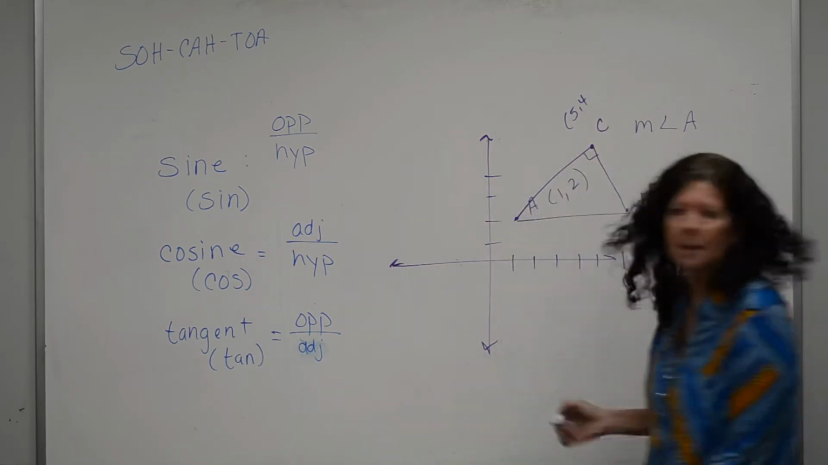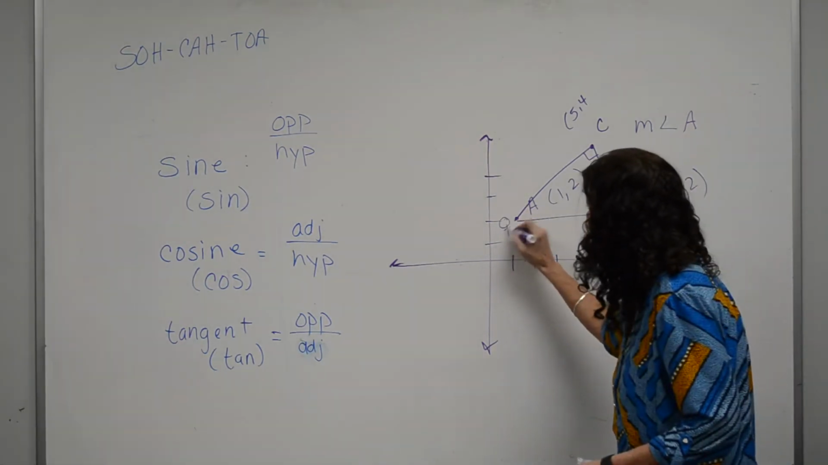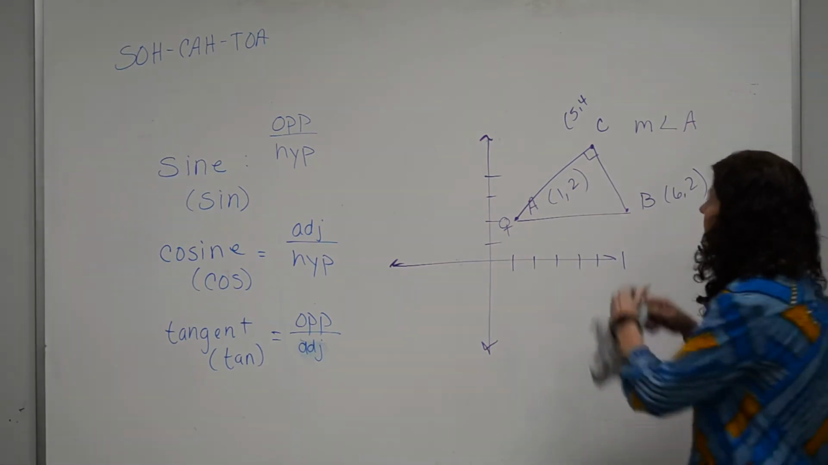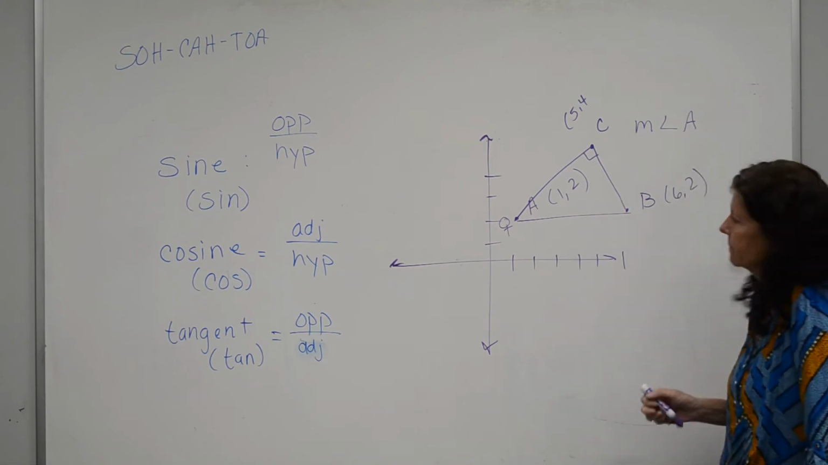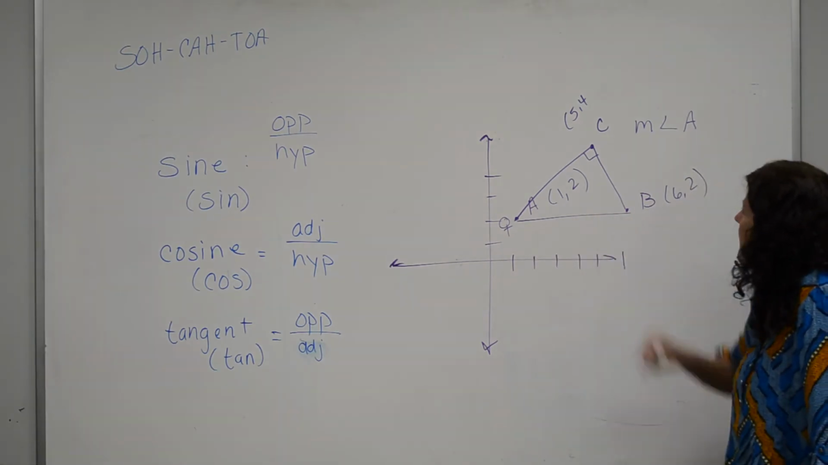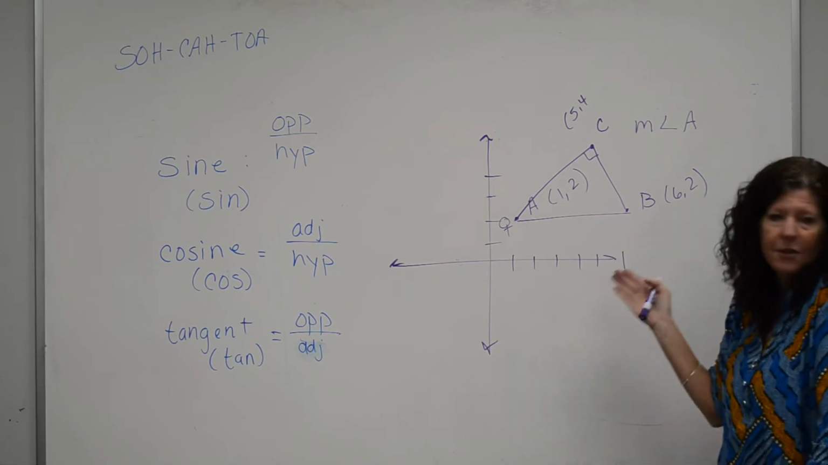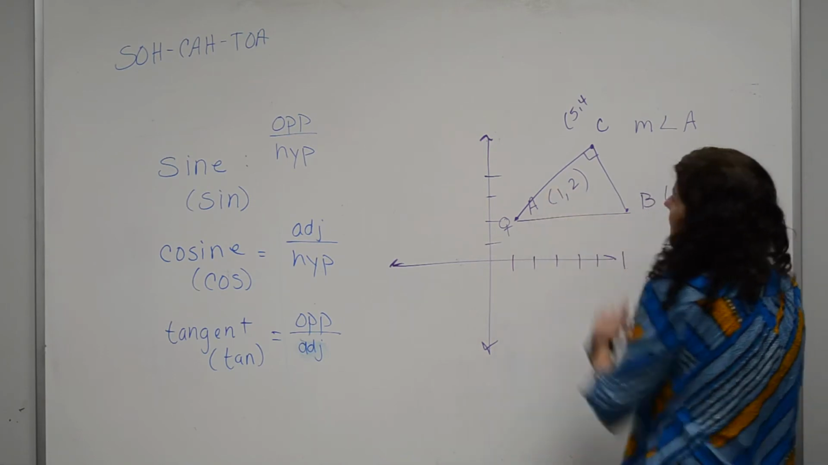I'm guessing that's my right angle. Okay, looks logical. So I'm standing right here. Now, how am I going to use this to be able to find what my angle is? How am I going to find the distance from here to here? I could use the distance formula. I don't have to because that's a horizontal line, so I can just count. From 1 to 6 is what?